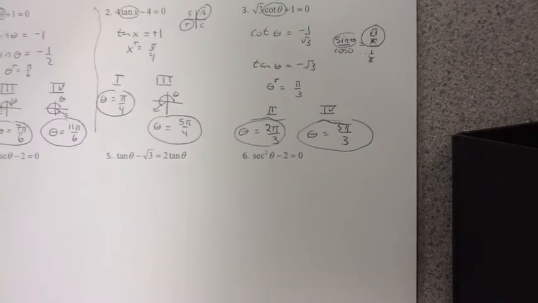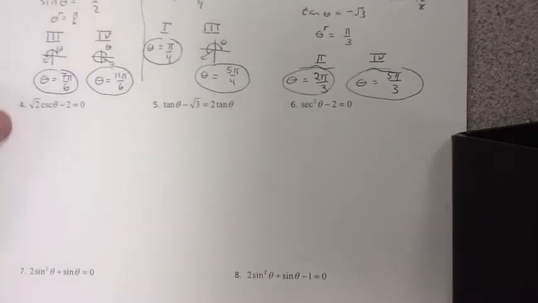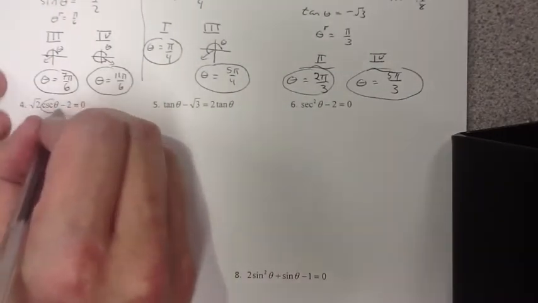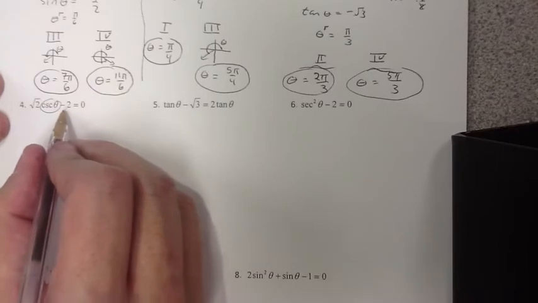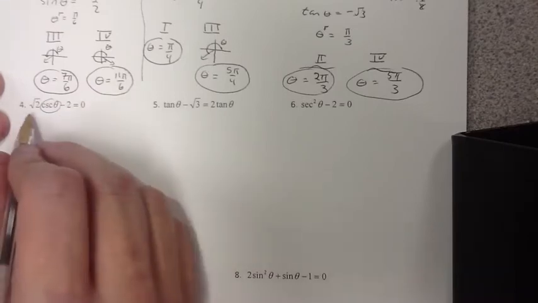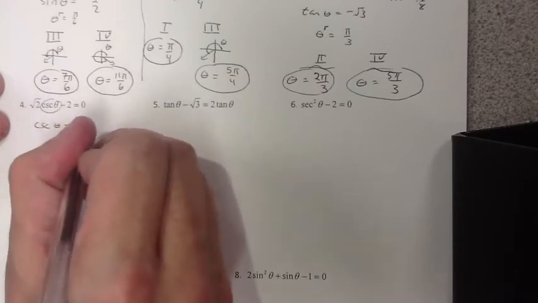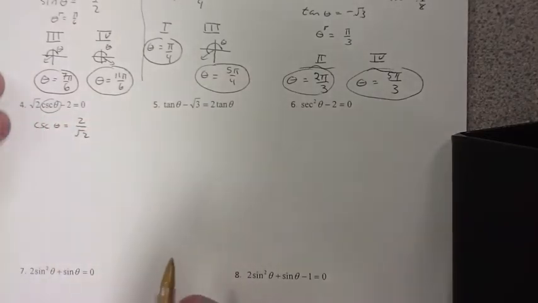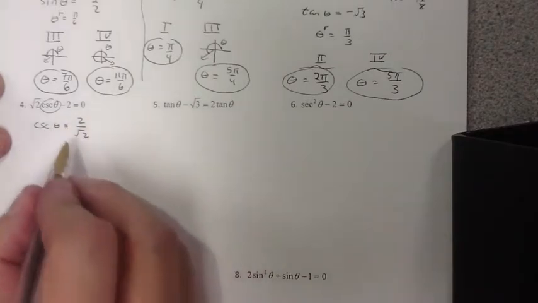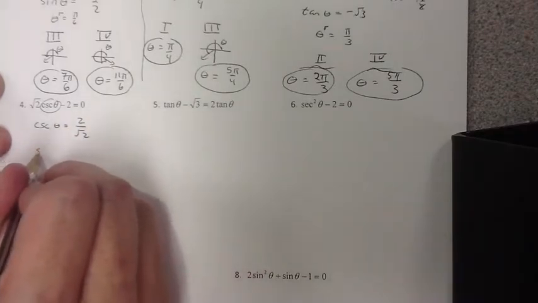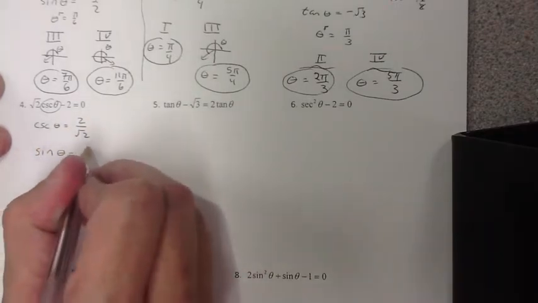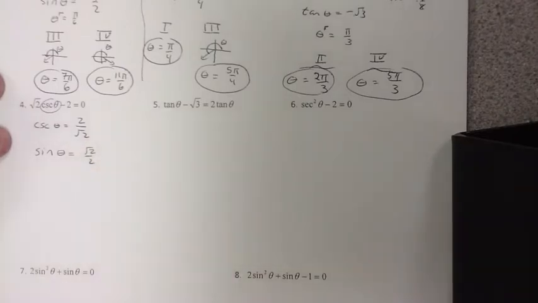All right. Now the next row, they do get a little bit more challenging. Cosecant, pretty easy to do. Add the 2, divide by square root of 2, so we get the cosecant of theta equals 2 over square root of 2. So I don't like cosecant, so I flip it and make it sine. So sine of theta is the square root of 2 over 2.